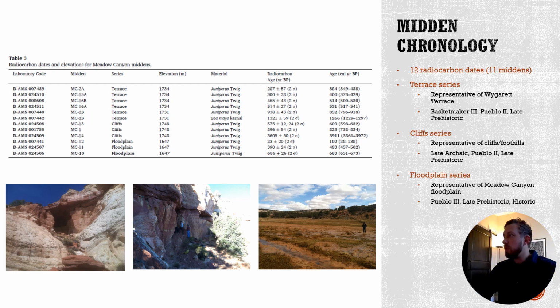The Cliff series was representative of the cliffs and foothills between the coring location and the mesa to the north. And this contained late Archaic, Pueblo 2, and late prehistoric middens. And then finally, the floodplain series, which was representative of the Meadow Canyon floodplain, and it contained Pueblo 3, late prehistoric, and historic middens.